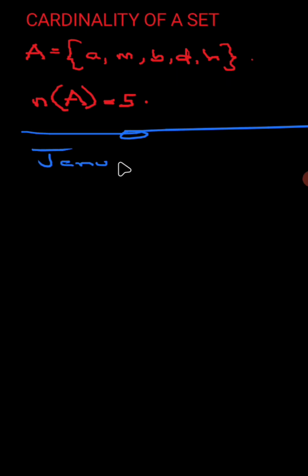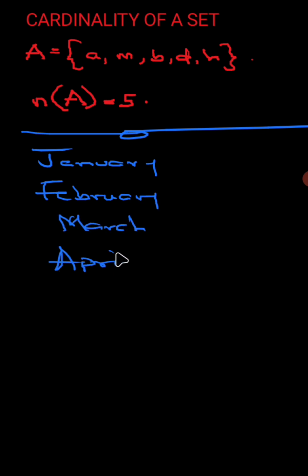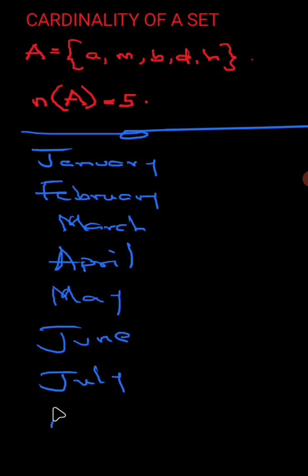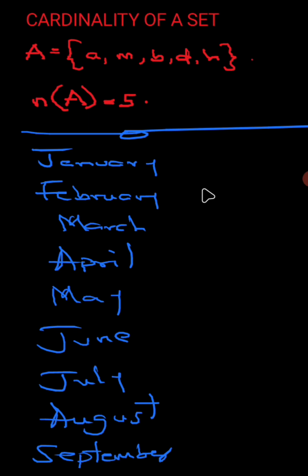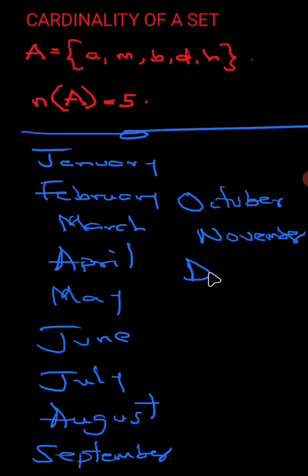So I have January, I have February, I have March, I have April, I have May, I have June, July, August, September, October, November, then December.